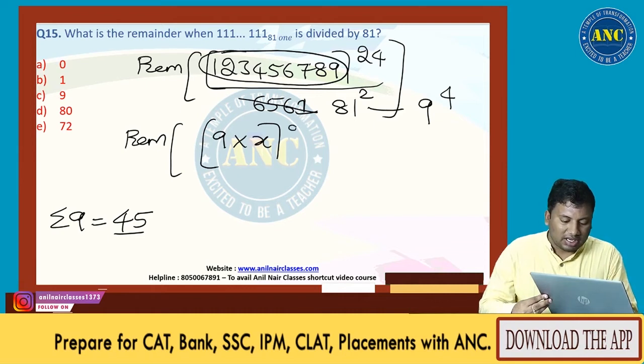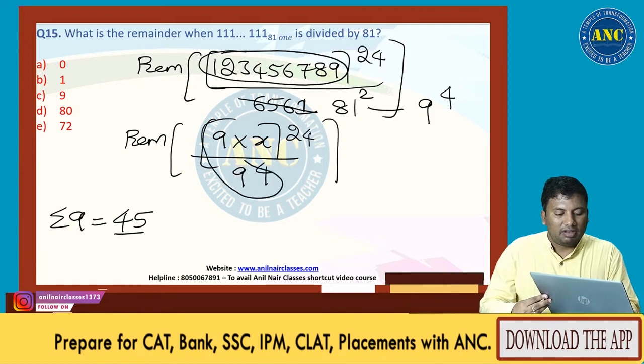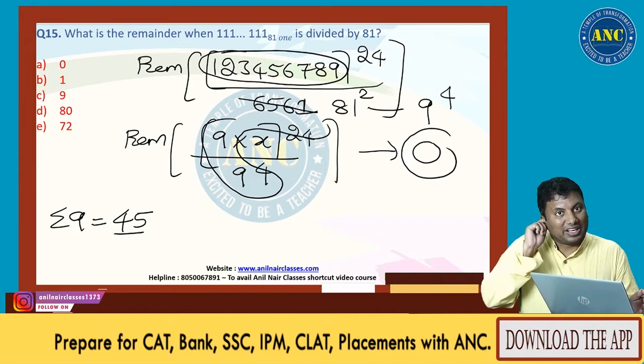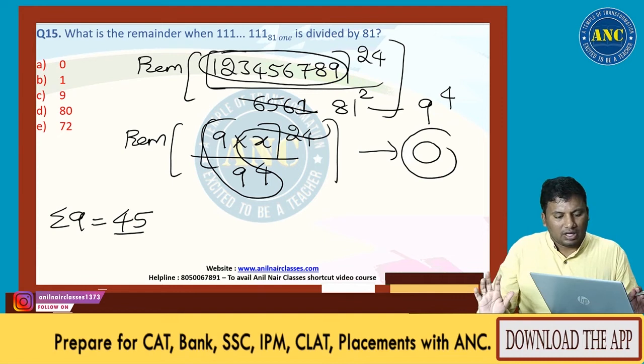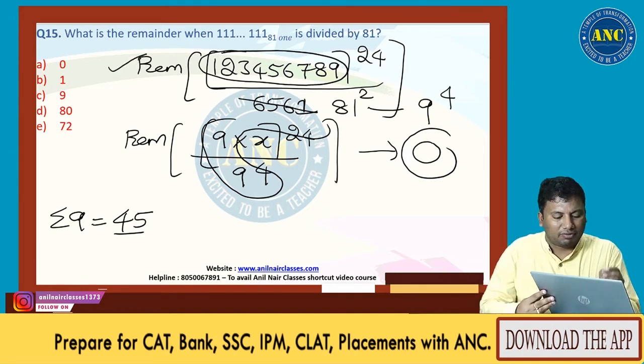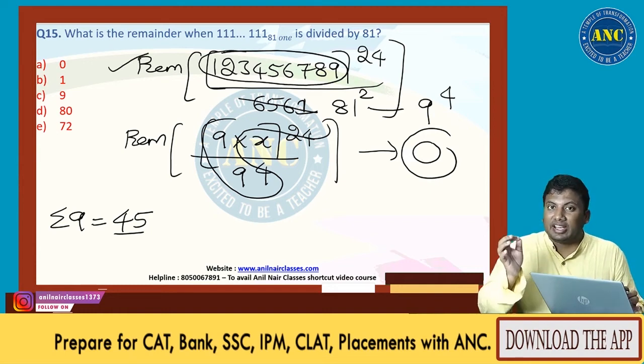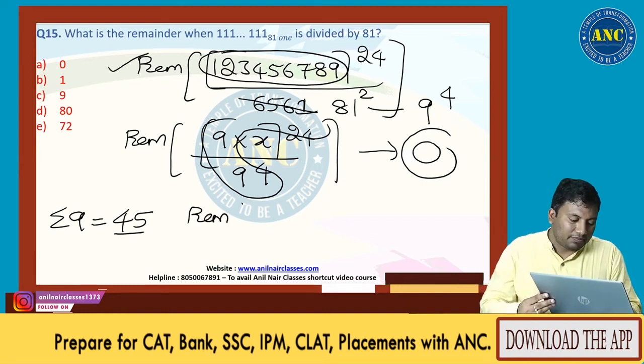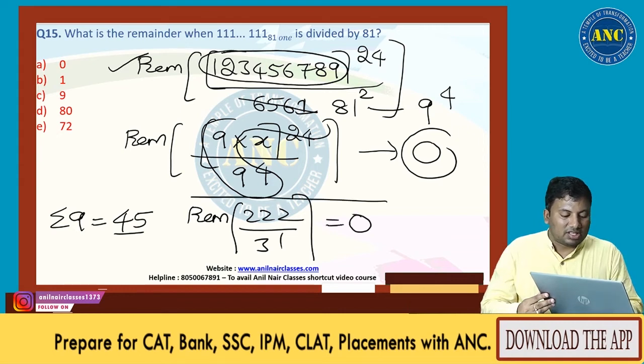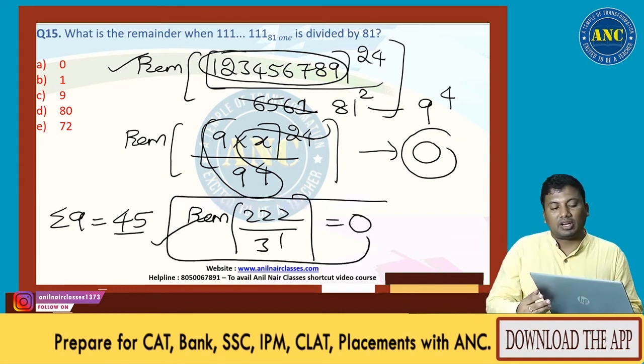Some quotient I will get. Power 24 divided by 9 power 4. Is 9 power 24 divisible by 9 power 4? Yes. I hope it is clear. So 9 into any, 9 power 24 divided by 9 power 4, it is always 0. Any single digit written 3 power n times is always divisible by 3 power n. I hope the concept is clear.